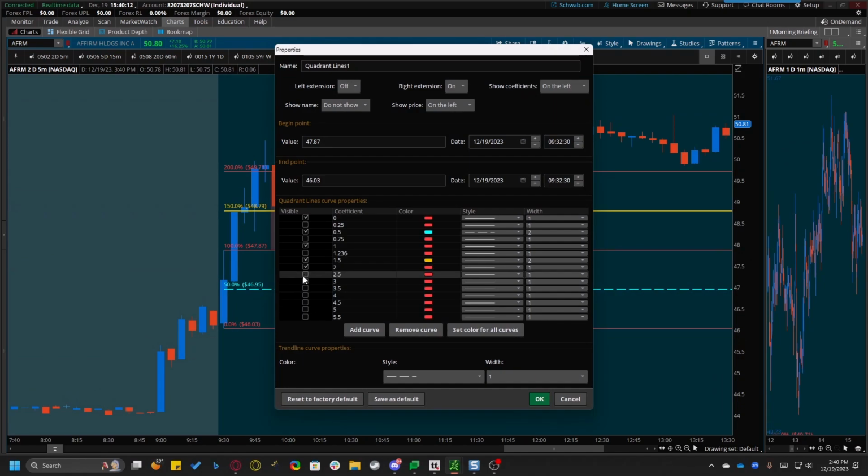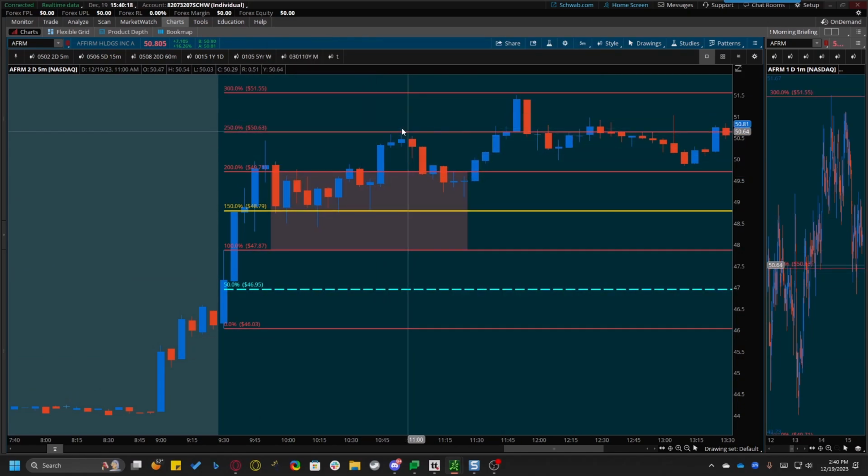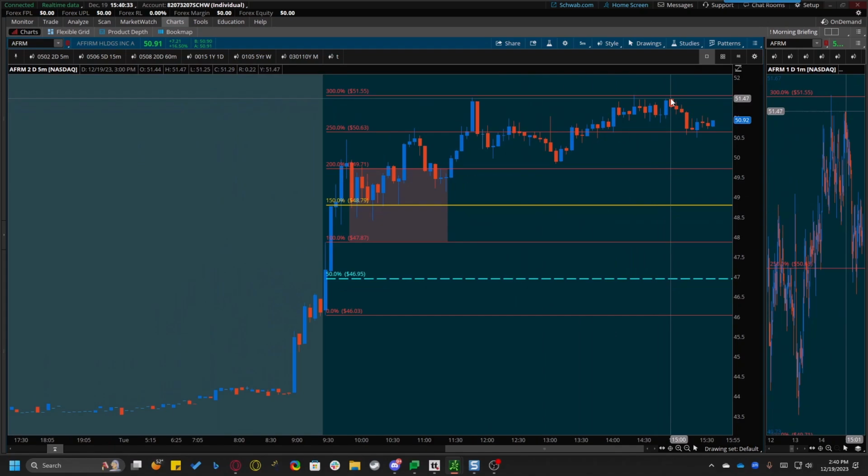So let's add more levels. Now we can see that we made it to 150%, and then we pulled back. We came back up, tested that, broke out of it again, but we failed to get to 300, and we ended up with a tweezer top, and down we went. And we have not yet managed to get past that level since.